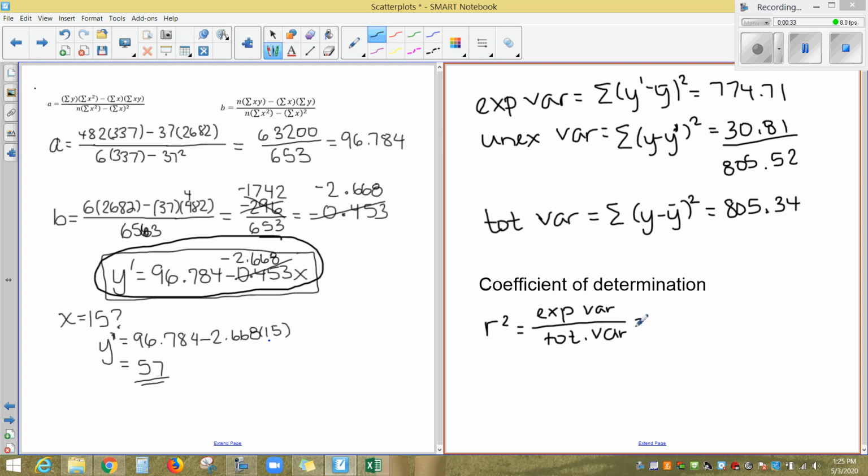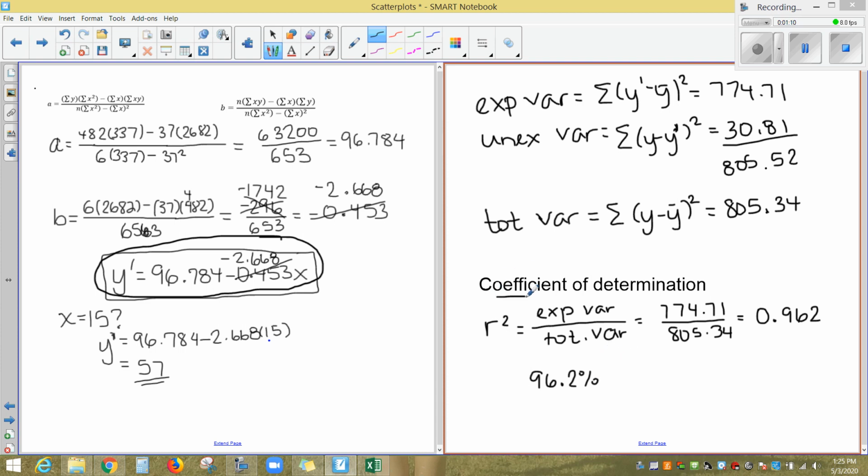In our example that we have here on this page, we said our explained variation was 774.71 out of the total variation of 805.34. When we divide those two numbers, we get 0.962. Now the coefficient of determination is usually given as a percent. So if I turn this into a percent, my coefficient of determination is 96.2%.